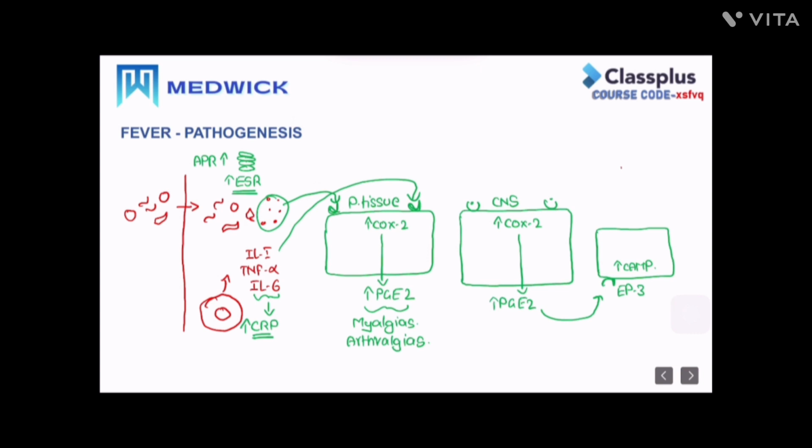As a result of this, the thermostat, which is supposed to be at 37 degrees Celsius, will now rise to a new level of 39 degrees Celsius. That's around 1 or 2 degrees Fahrenheit. So these are the most important, the prostaglandin E2 and its receptor EP3.